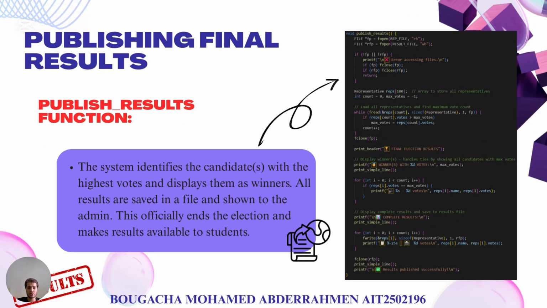Finally, the publish results function is used after voting has ended to officially declare the winners. It reads all candidate data, determines the highest vote count, and identifies all candidates who reached that count. So ties are handled fairly.